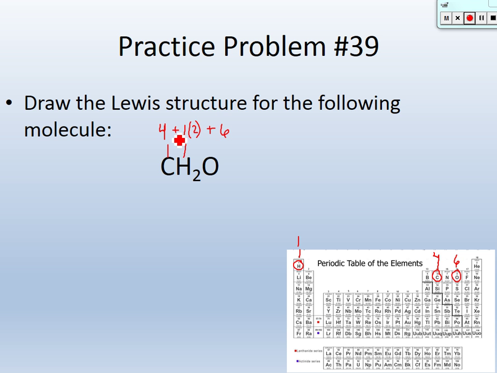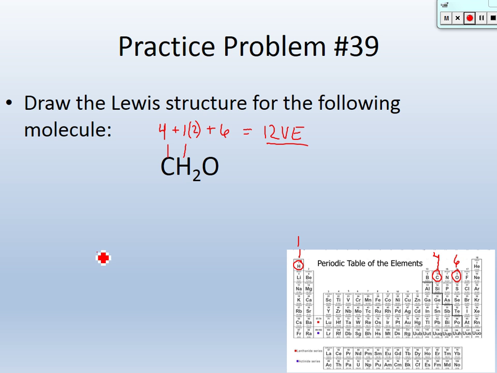Okay, so I got 4 plus 2, that's 6. Plus 6 more is 12 valence electrons in this molecule. I should have 12. Okay, step 2 says decide which atom here is going to be our central atom. And you'll notice from the rules that if you have carbon, that's going to be your central atom.